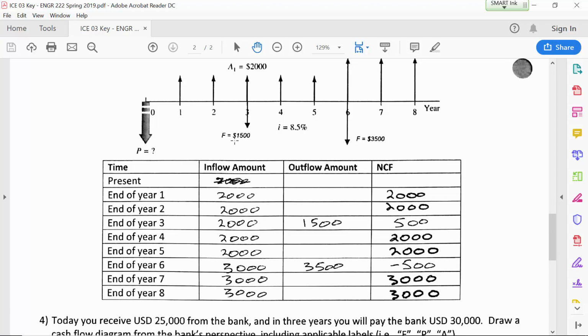Because F is future money, right? It means a future amount. So I have 1,500 in the future. This 1,500 means that since it's a downward arrow, that's an outflow, right? So it's not that you have it, it's how much you have to pay.